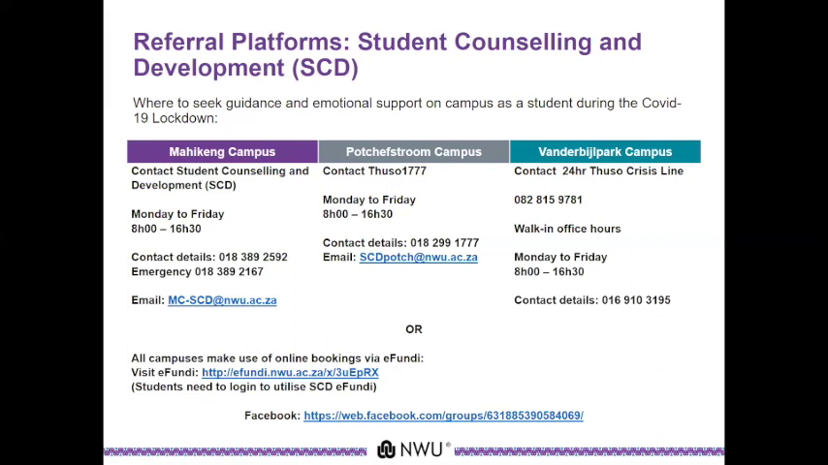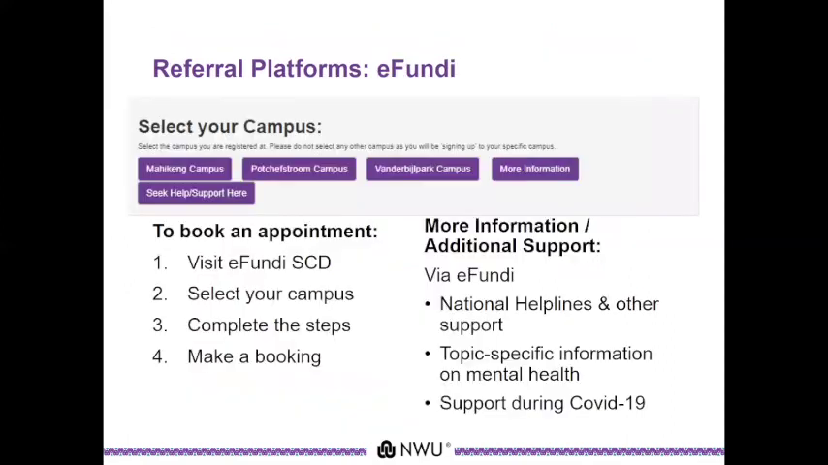If you do feel like you want to make a booking, please visit eFundi, the website. You'll see that there are very clear instructions as to how to go about making a booking. You choose the campus you are on, and then you pick a time and a therapist that works best for you, and then further communication will be between you and that therapist in order to provide assistance. So this is how it would look on the referral platform eFundi. To book an appointment, you need to visit eFundi. Then you select your campus, you complete the steps, and then you make a booking. It's as easy as that.